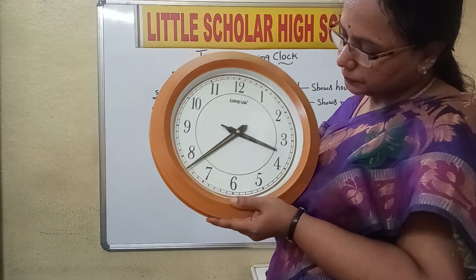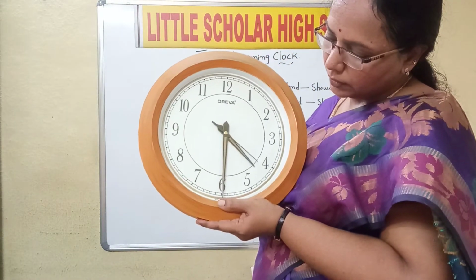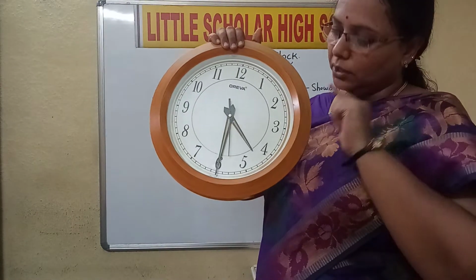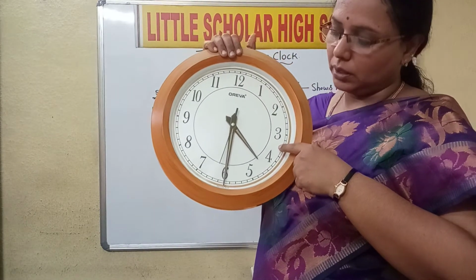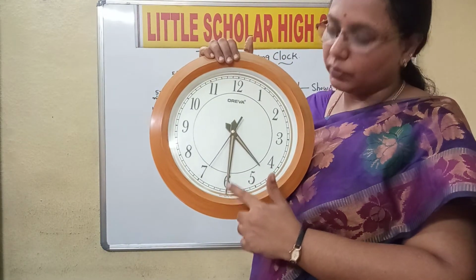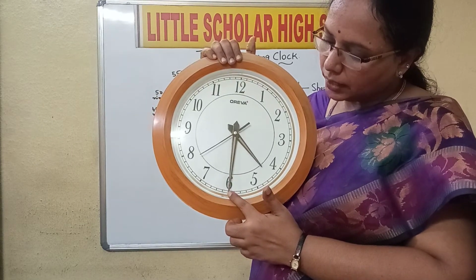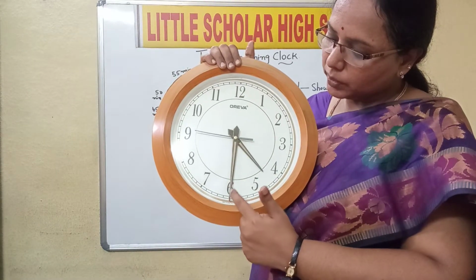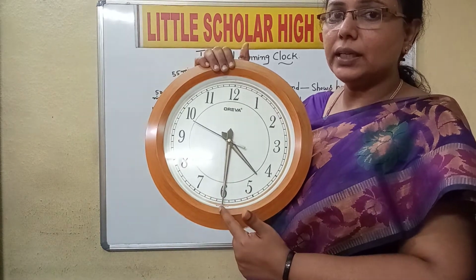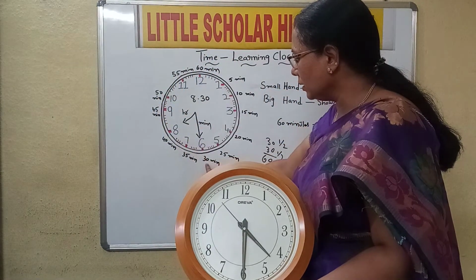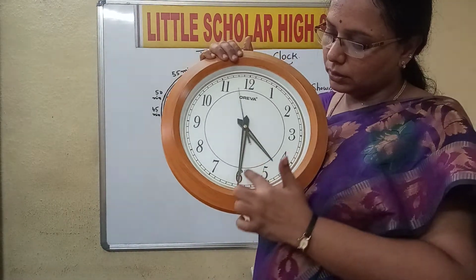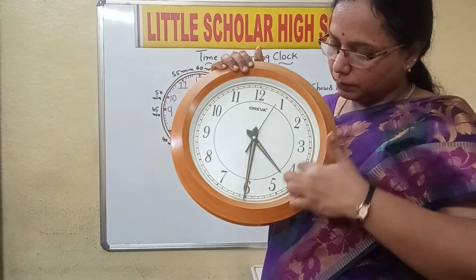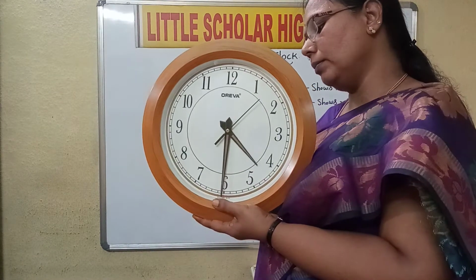Now you tell me this time. Where is the small needle? In between 4 and 5. But which number will you take? You will take the first number, that is 4. Where is the big needle? On 6. So what is the time? 4:30. What does the 6 indicate? 30 minutes. So 4:30. This is a half, we said, no? Okay, now you tell me this.